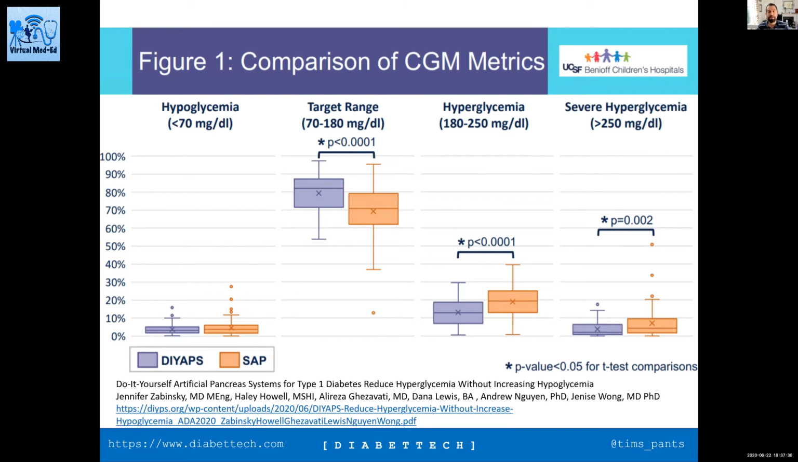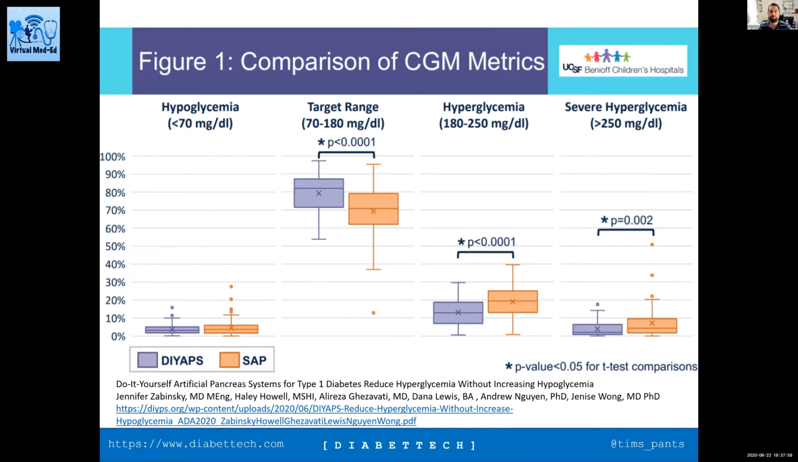This year at ADA, Dana Lewis published a study. It was on a poster that she did with a number of other people. It was titled, Do-It-Yourself Artificial Pancreas Systems for Type 1 Diabetes Reduce Hyperglycemia Without Increasing Hypoglycemia. The list of people is at the bottom, and there's a link to the PDF of the poster there on the slide as well.